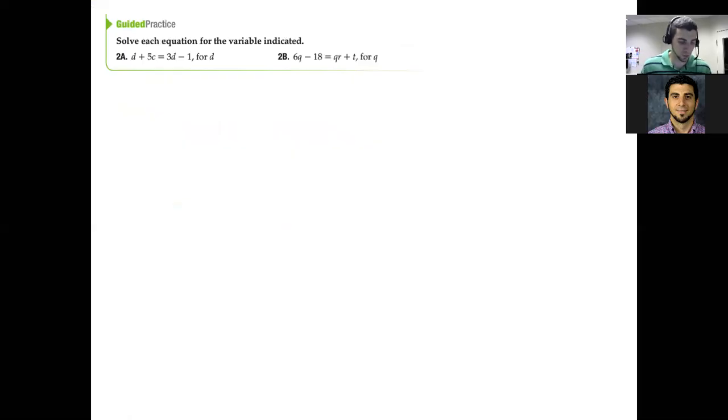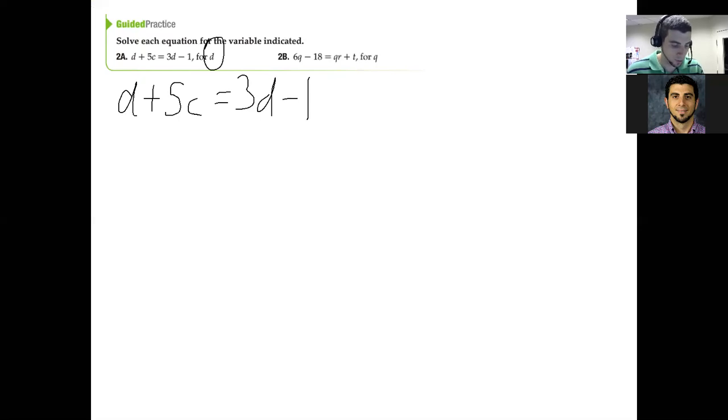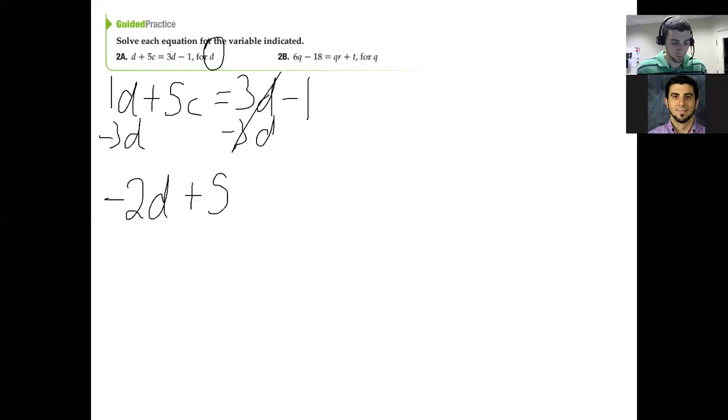Okay, we're back. So the first one, d plus 5c equals 3d minus 1. We want to solve that for d. So I'm going to subtract 3d from both sides and get, now in this case, since this d is like a 1d and I'm subtracting 3d, you can actually combine those and get negative 2d because they are like terms. So that equals negative 1.